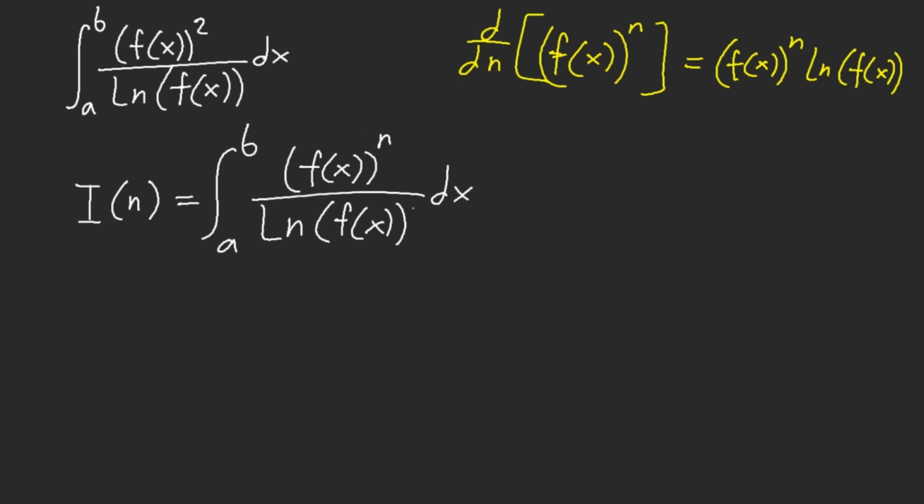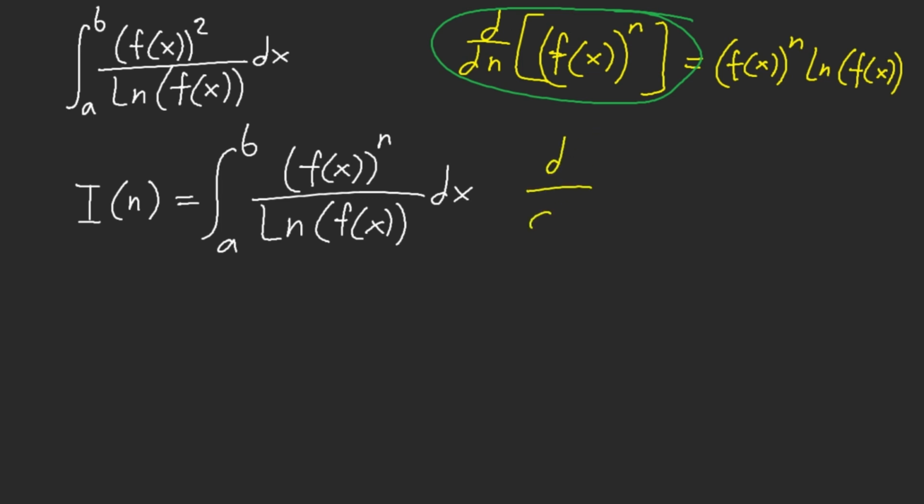We're deriving this with respect to n, just to cancel this out. That's what we're doing, and this is one of the most common ways to use the Feynman technique, is to the power.